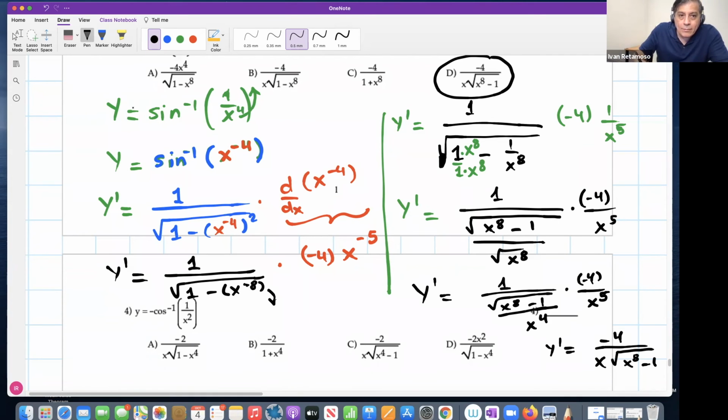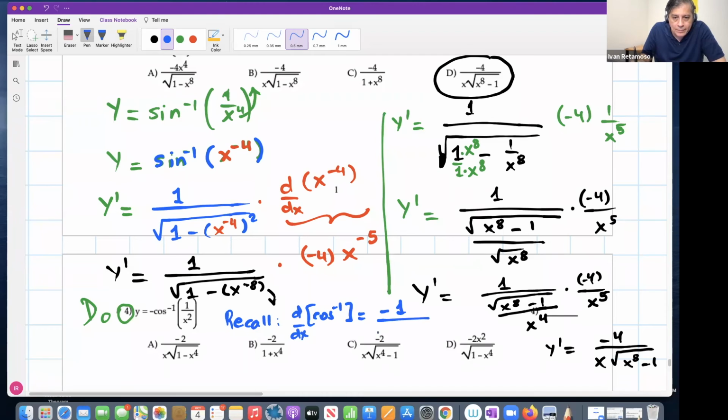Can you try number 4, this one? I'm going to leave this there so you can see it as a reference. Try this. And remember that the derivative of cosine inverse is just negative 1 over, I will write it here, recall. The derivative with respect to x of cosine inverse equals minus 1 over the square root of 1 minus x squared, right? It's very similar to the derivative of sine inverse, but with a negative sign there.